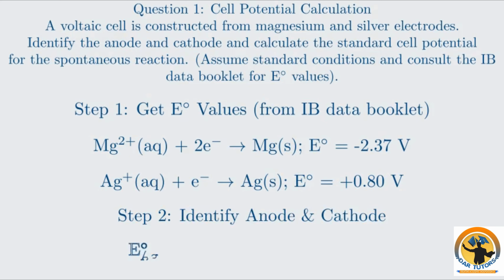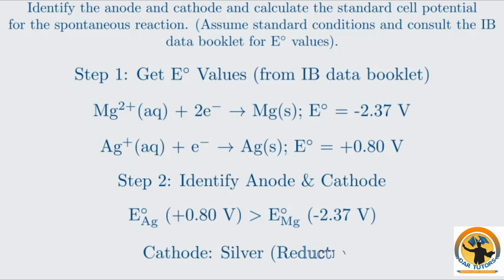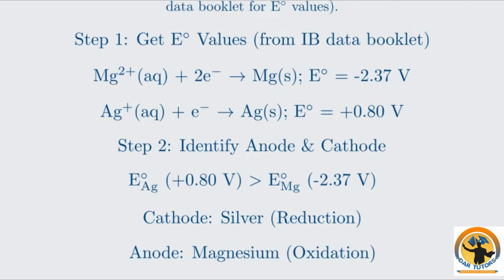Silver's potential of plus 0.80 V is much more positive than magnesium's, minus 2.37 V. Therefore, the silver half cell is the cathode, where reduction occurs, and the magnesium half cell is the anode, where oxidation occurs.